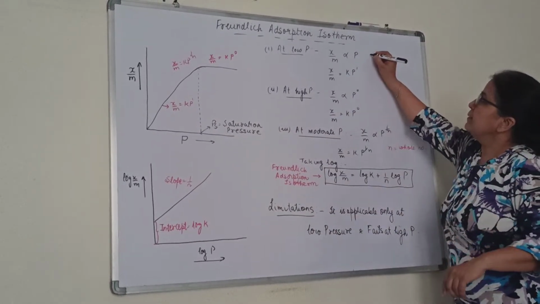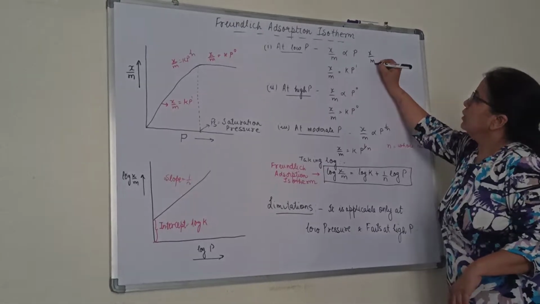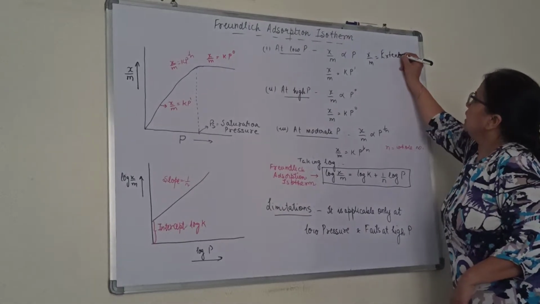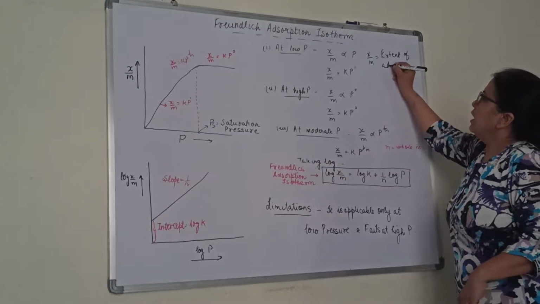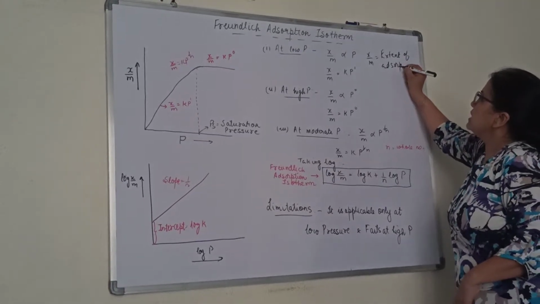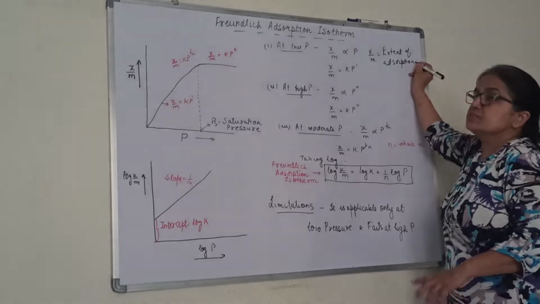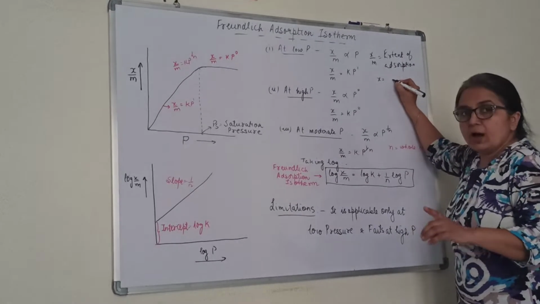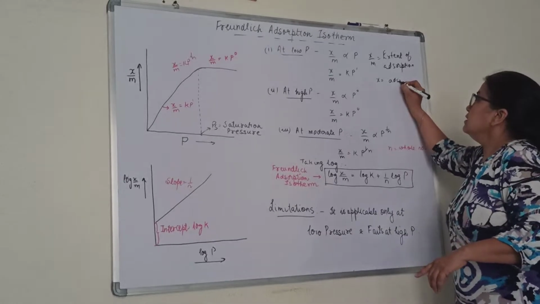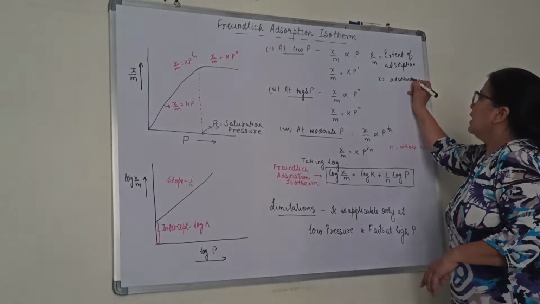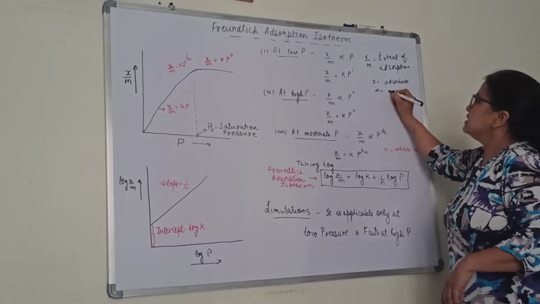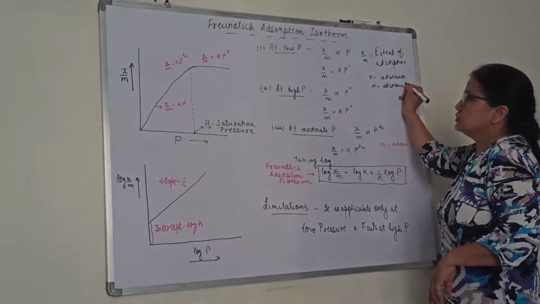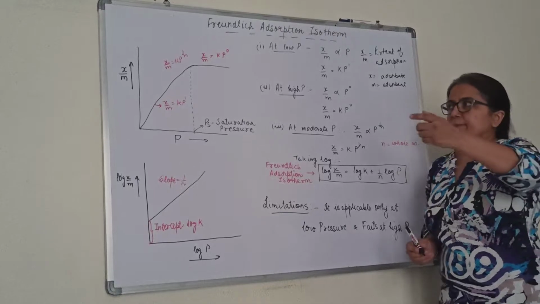What was x by m? I am writing again for you. What is x by m? It is the extent of adsorption. How much adsorption has occurred? Where x is the amount of adsorbate, and m is the amount of adsorbent. Okay, x by m.